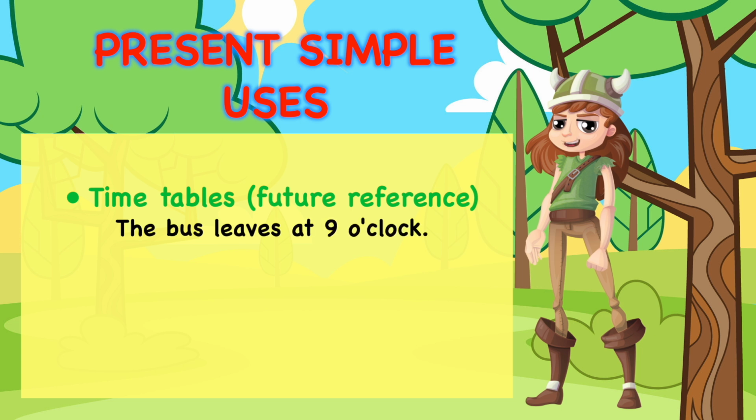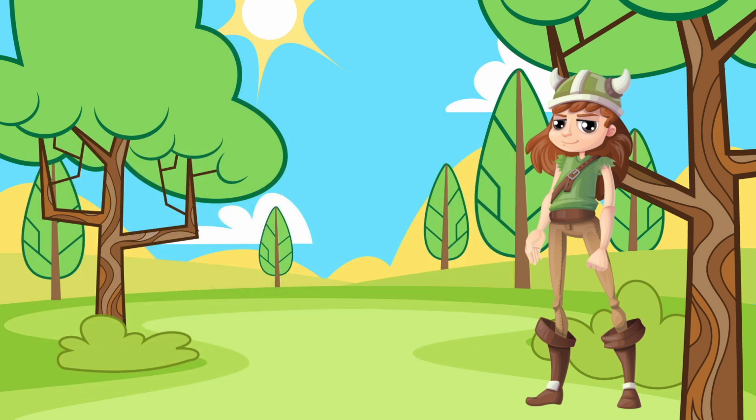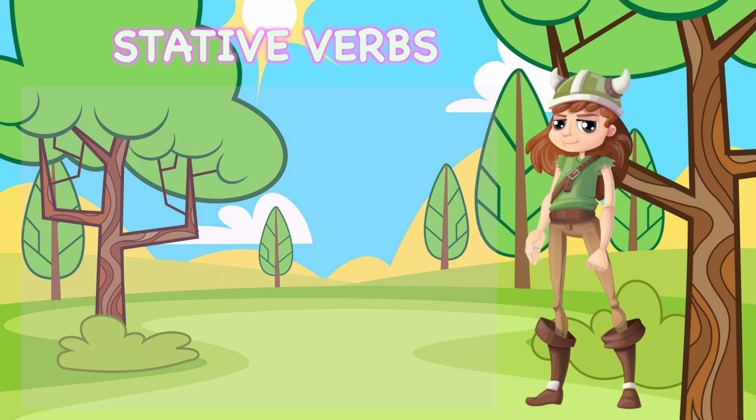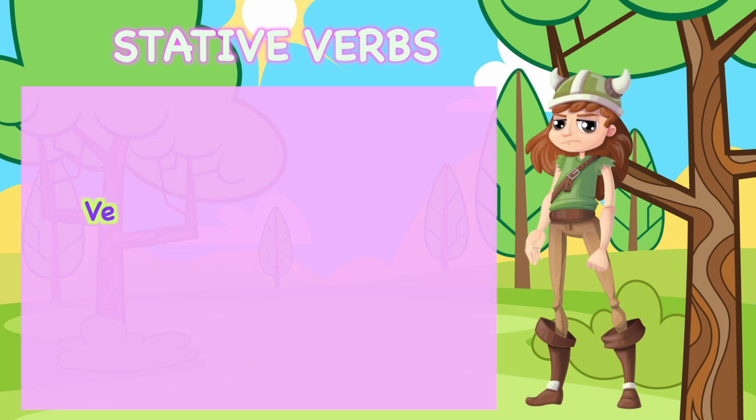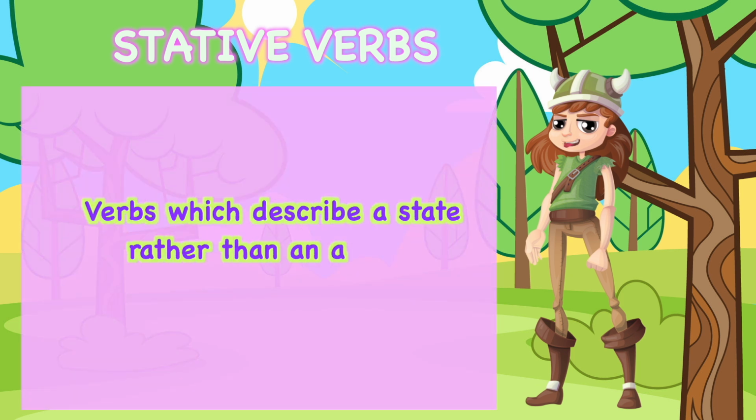And we generally use present simple with stative verbs. I love vanilla ice cream. Stative verbs are verbs which describe a state rather than an action. Generally, we don't use them with continuous tenses.